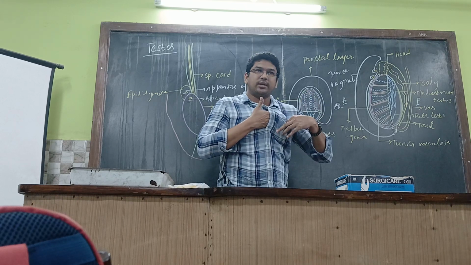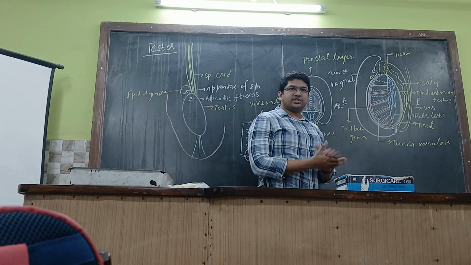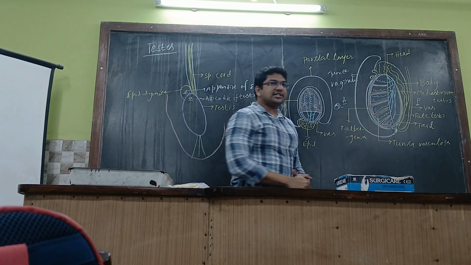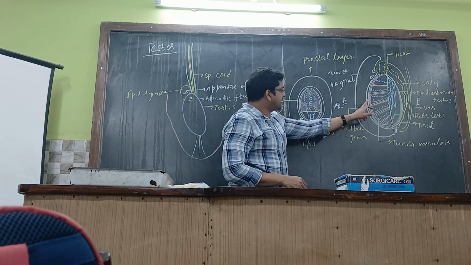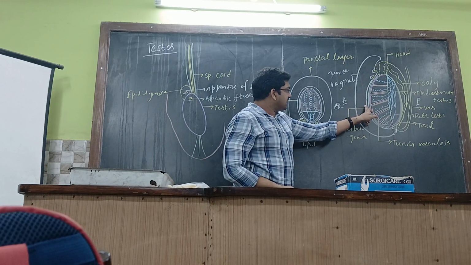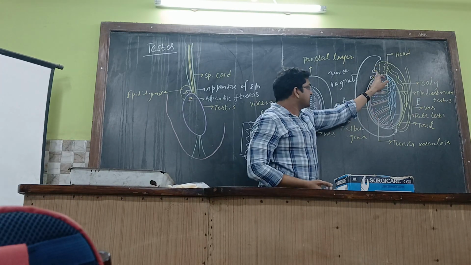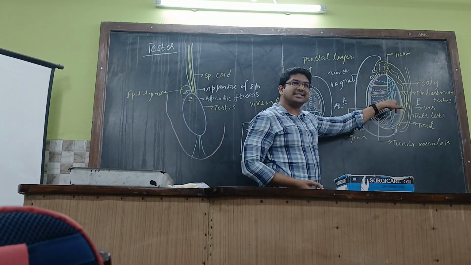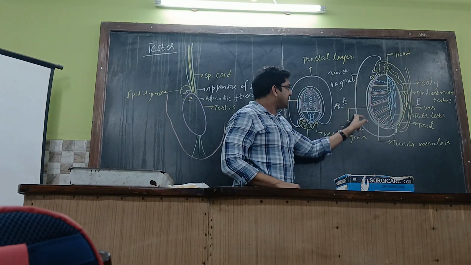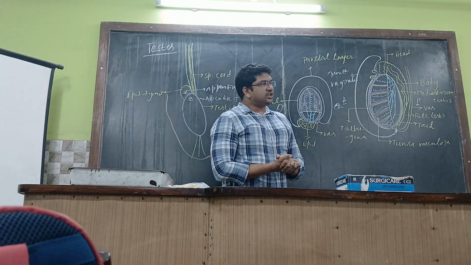So this pocket over here is nothing but the tunica vaginalis. Get it or not? This tunica vaginalis will have 2 layers. Obviously, the outer layer is the parietal layer, and the inner layer must be the visceral layer, because it is closely associated with the testis, the substance of the testis. So this is the visceral layer, and this is the parietal layer of the tunica vaginalis.